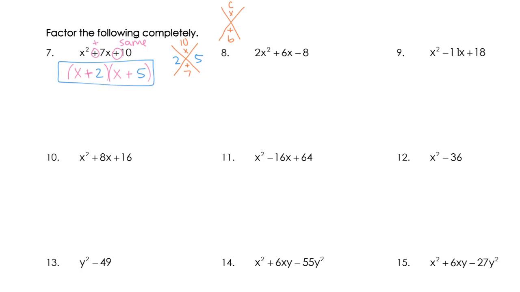Looking at number 8, this one is slightly different than the ones that we've seen so far. This one actually does have a GCF at the very beginning to factor out. So we're going to factor out a 2 from everything. It is the only thing that they share in common. So I have a 2 out in front. Then we have x squared plus 3x minus 4. So then when you go to factor this, make sure you're only focusing on the inside. The 2 is no longer relevant.